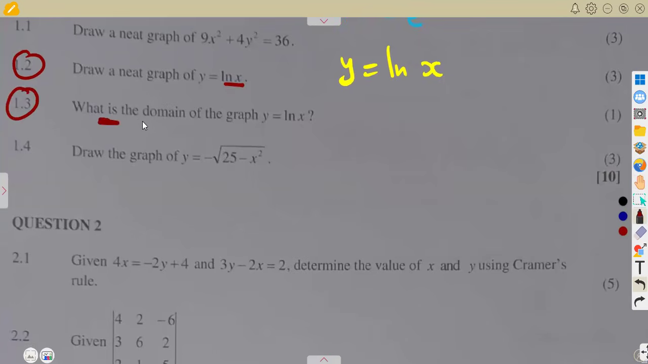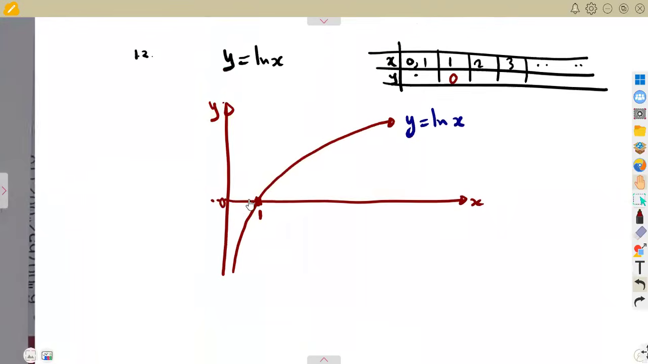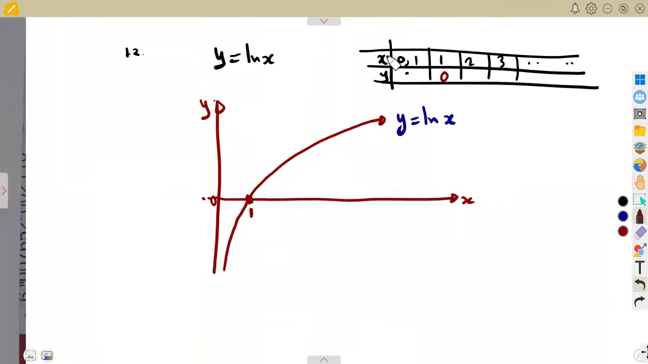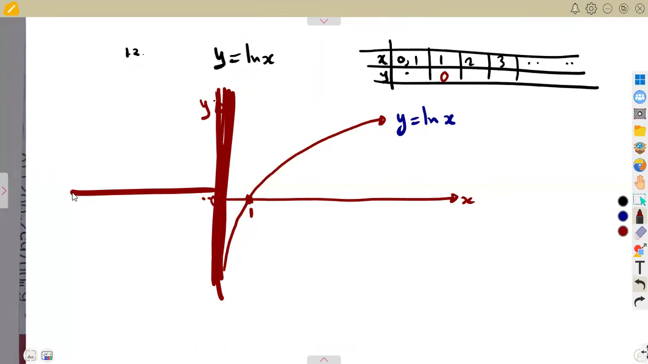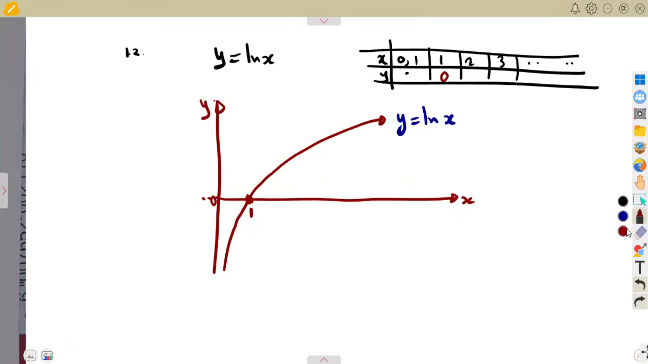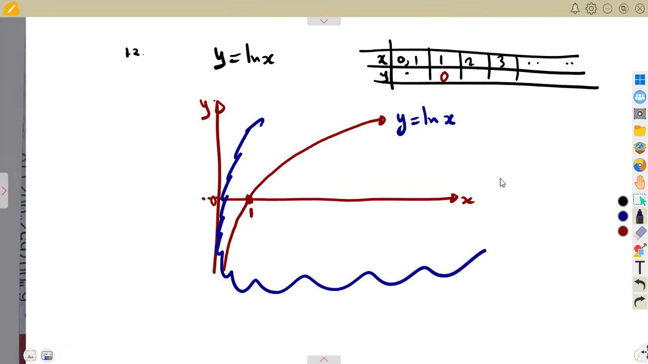1.3 What is the domain of the graph y is equal to the ln of x? The ln of x, I talked about this, it cannot operate at 0. That's why here we can have 0, 1, whatever that you have. But at 0, I talked like we cannot have anything from 0 going this side. That alone helps us to determine the domain, because the domain, these are the operating values of x. Our x is operating this side.